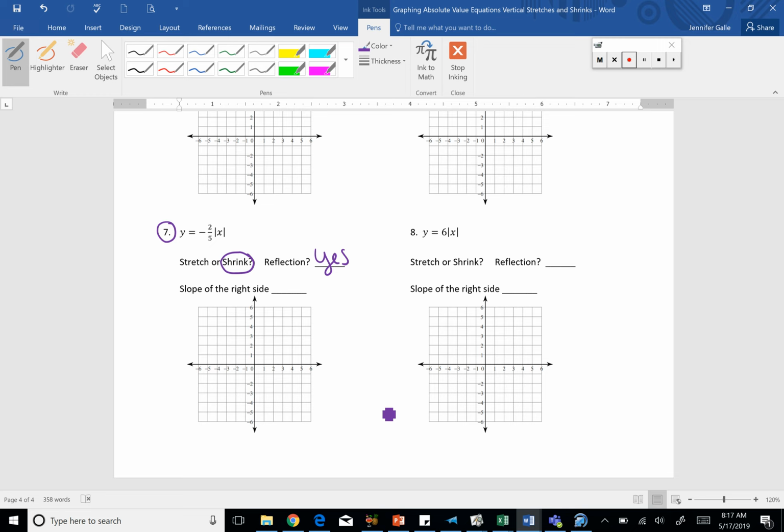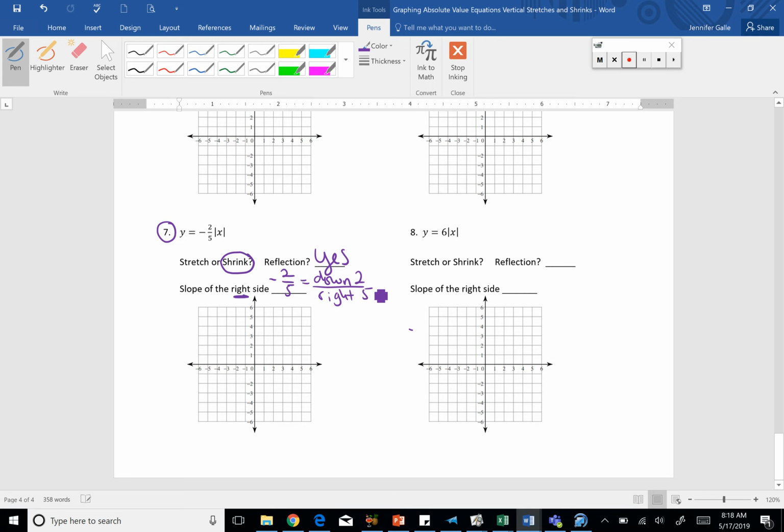All right, so we said the number 2/5 is going to make it shrink. The negative sign makes it reflect, which means it's going to be upside down. So what's the slope of my right side? -2/5. Here's where we have to be careful with the negative slopes. It's for the right side. I have to stay on the right side of my graph. So when I move for my negative slope, I have to go down 2, and then I have to go right 5.